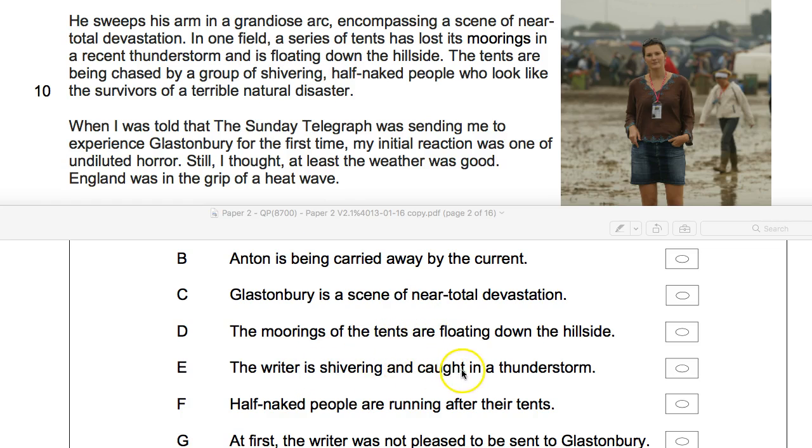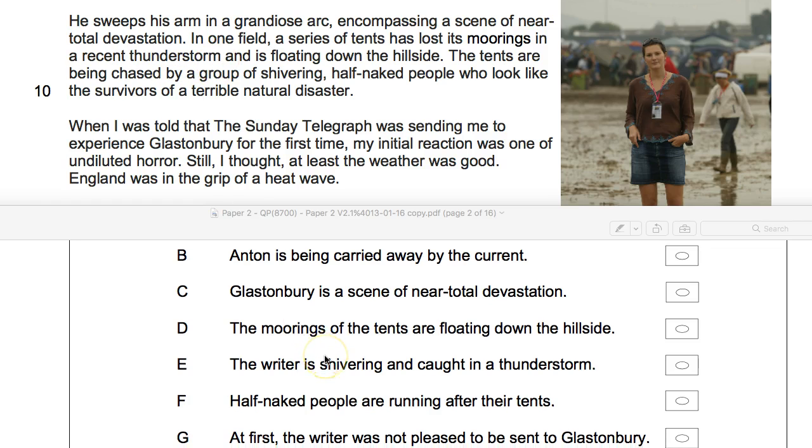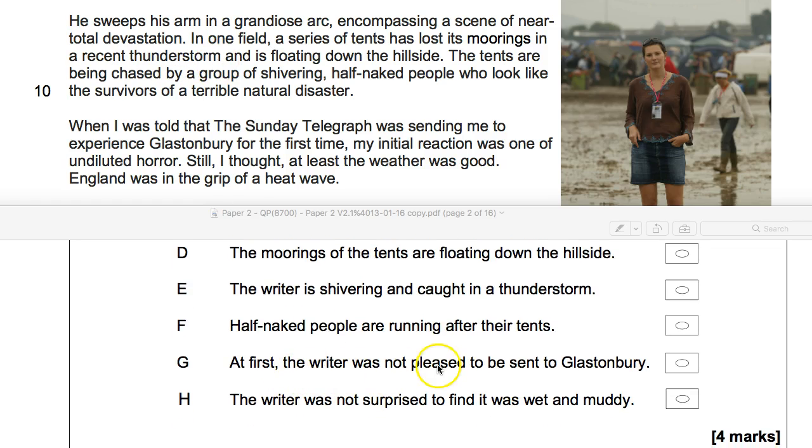The writer is shivering and caught up in a thunderstorm. Well, there is a thunderstorm. There it is. I don't know if the writer is shivering yet. So at the minute, that's not a true point. At first, the writer was not pleased to be sent to Glastonbury, or we haven't got there yet, so we're going to need to read on.